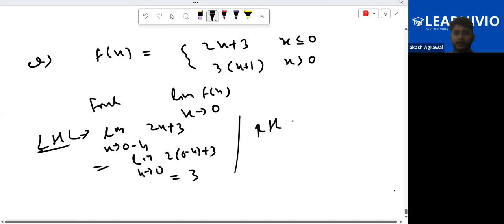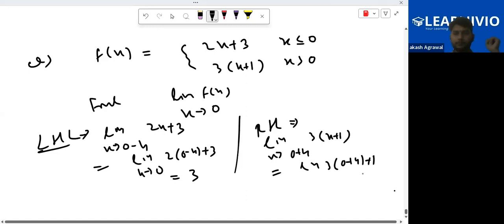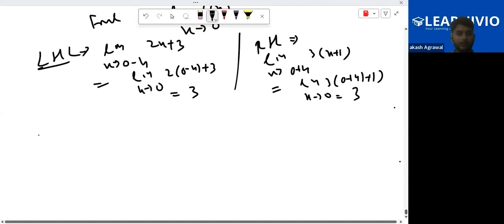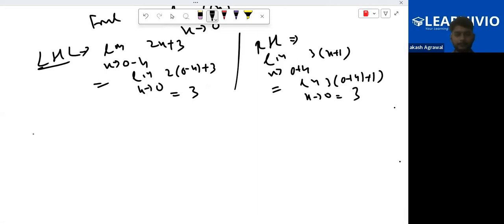Okay. RHL will be limit x tending to 0 plus h, f of x, which is 3x plus 1, and this will be limit 3, 0 plus h plus 1, h tending to 0. So this is 3. So LHL and RHL are equal, which is 3. So limit is also 3. Got it, everyone? Yes sir. Okay.